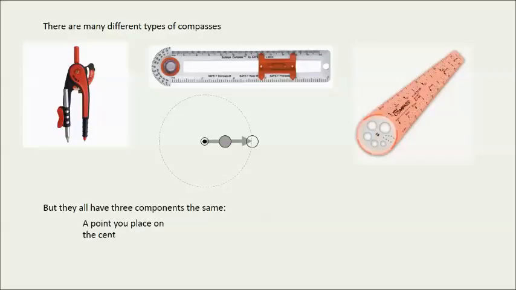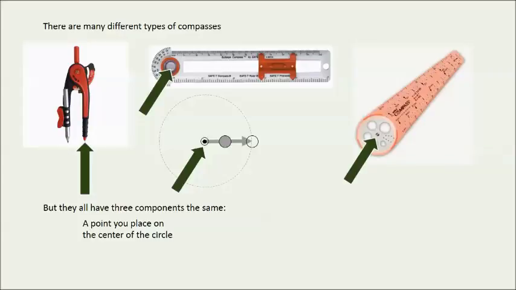They all have a point you place on the center of the circle. Here you see the pointy end. There's the hollow circle. On a computer, you'll be able to slide this point to the center. And this is going to be that hollow metal circle.